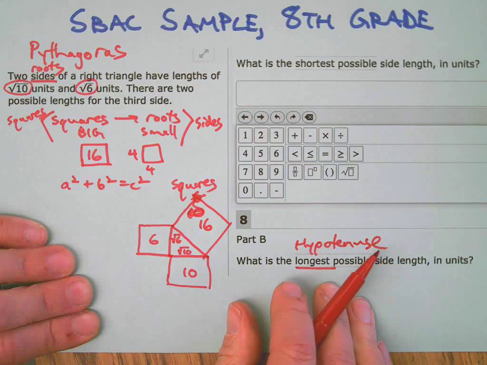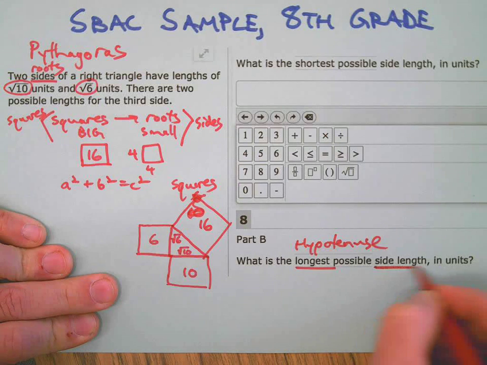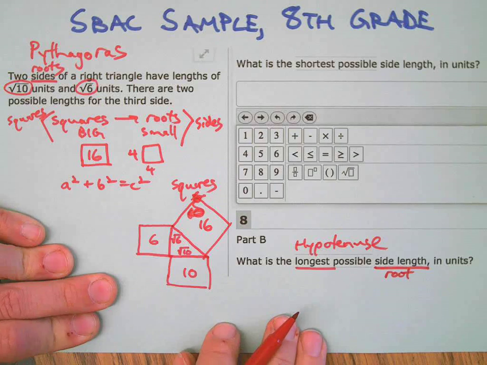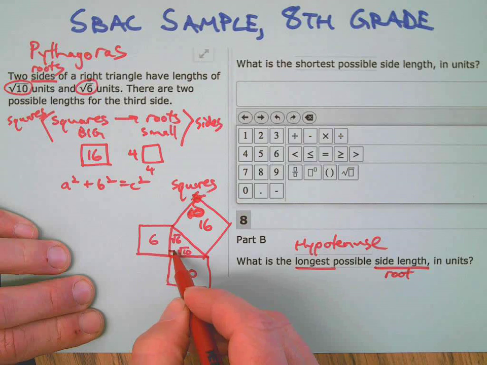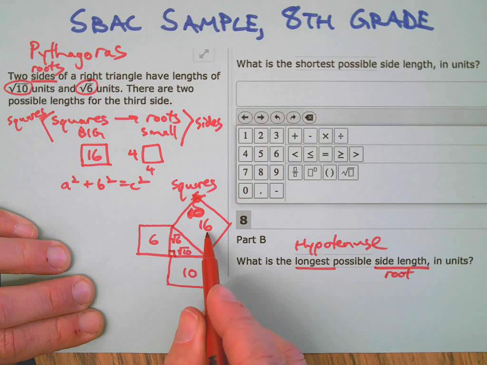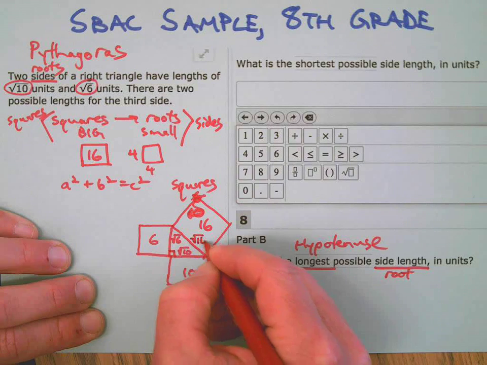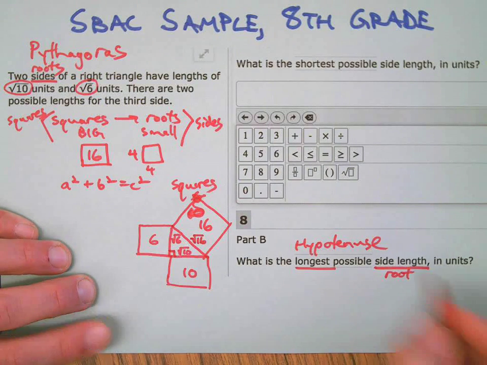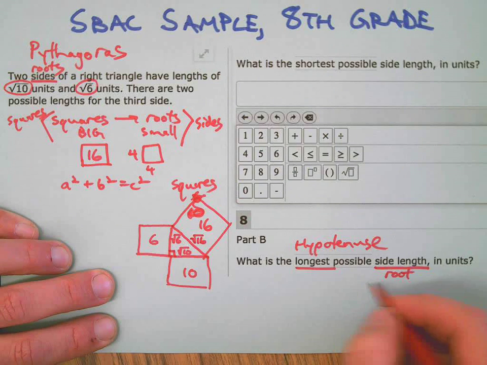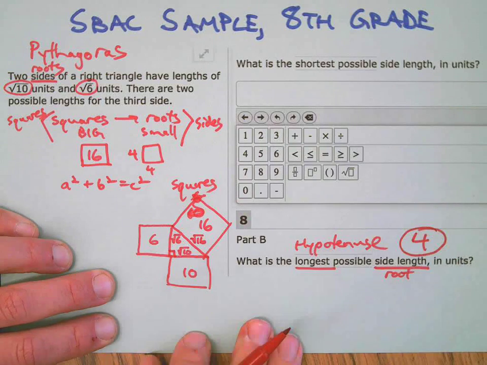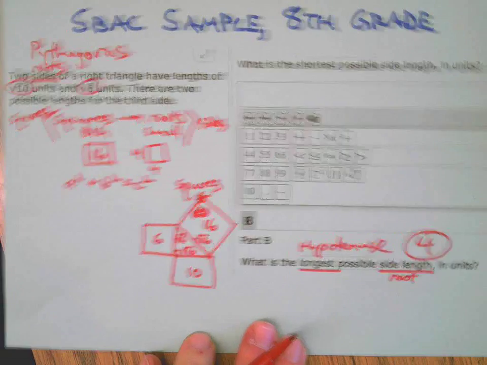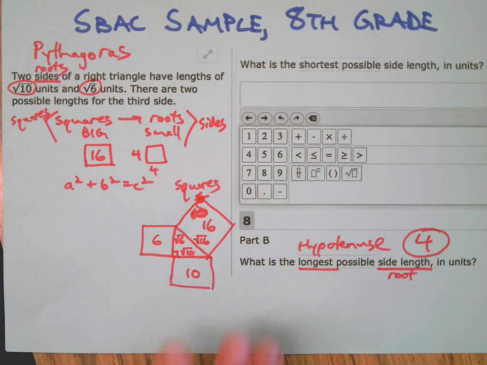Okay, so we're going to answer this question first. What is the longest possible side length? That means the longest possible root. And this is where you could get fooled, right? Because we can see that the squares, if this is indeed a right triangle, are going to add up to 16. 16 is the square. What's the root? See how drawing a picture can really be helpful? So the root is the square root of 16, which is 4. Okay, that's the longest possible side length.